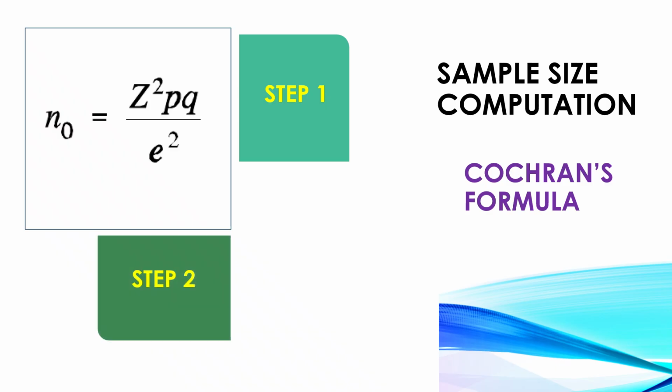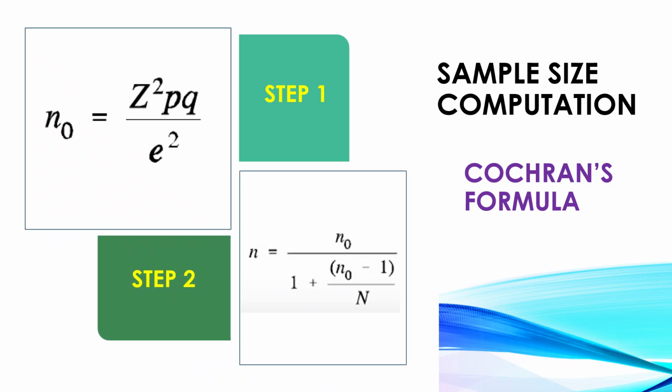After computing, you use the value that you got for n sub o in the next formula: n sub o over 1 plus n sub o minus 1 over the population size. You substitute there, and the capital N you replace with the actual population size, in order to get the suggested sample size using Cochran's formula.